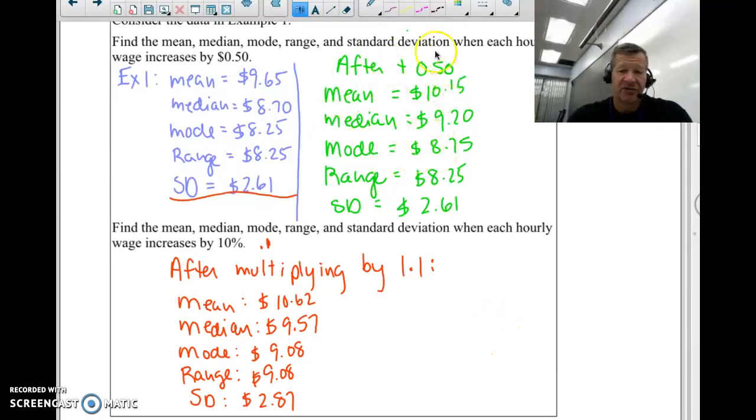So that's what you can do when you keep adding the same thing. Only the mean, median, and mode will go up 50 cents. But when you're multiplying, they'll all be multiplied. And that's it.